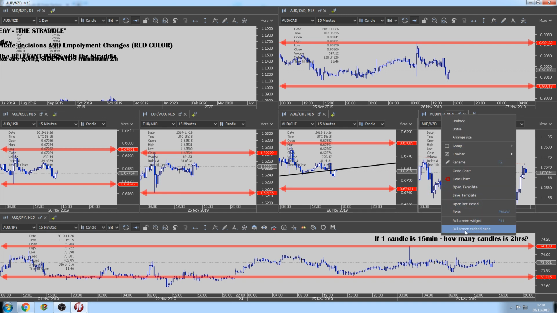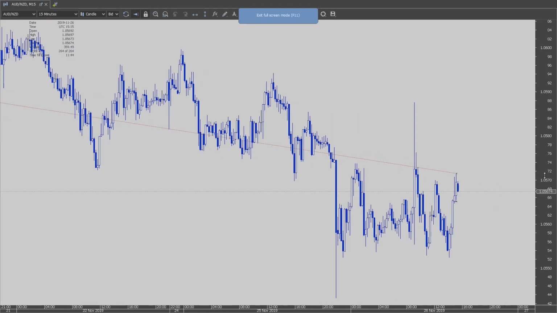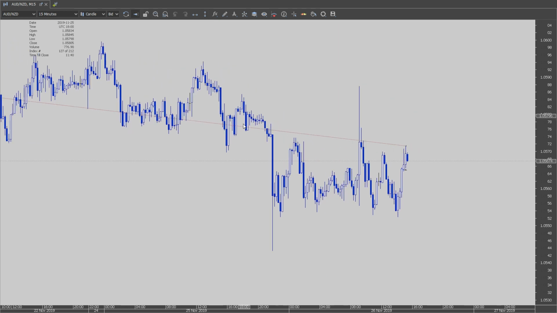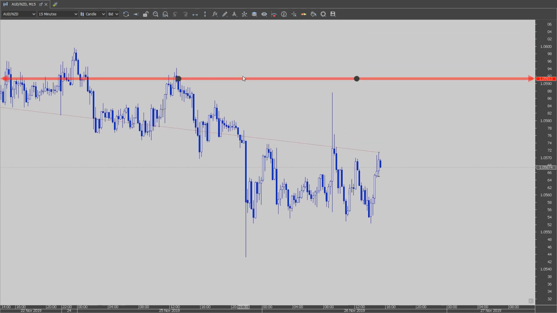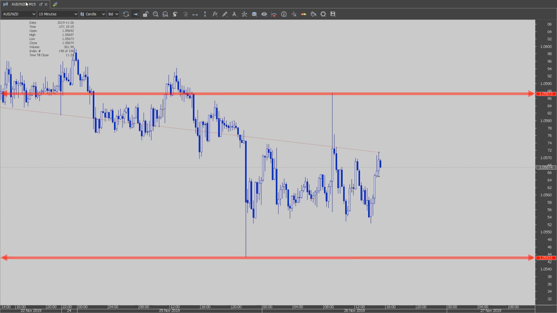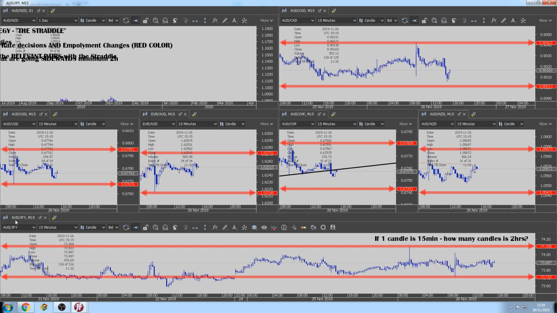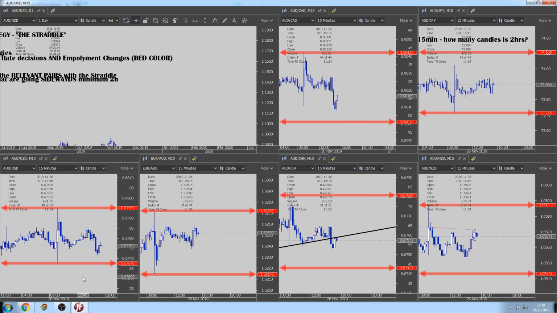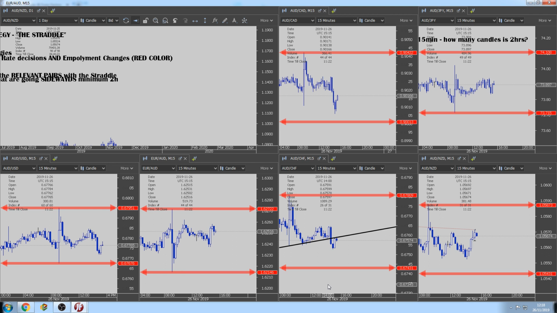AUD NZD 15-minute chart, and there you go. Sideways movement 1 and 2. Okay, 1 and 2. So up in here. Okay, so we have 1, 2, 4, 5, 6, 7 potentially sideways movement. Well, maybe not AUD CHF.